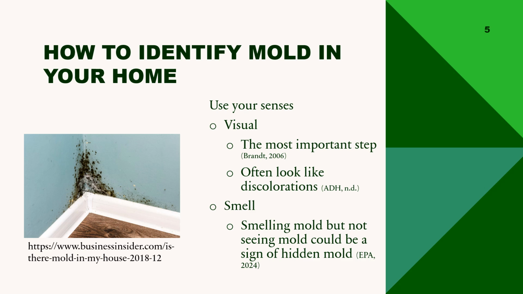Another way to tell if you have a mold issue is if you smell mold. Smelling mold but not seeing mold could indicate a hidden mold problem. Possible locations of hidden mold could be the backside of drywall, wallpaper or paneling, under carpet, inside the walls, around leaking pipes, in the ceiling, and so on. If you suspect hidden mold, you may need equipment to verify that mold is present.